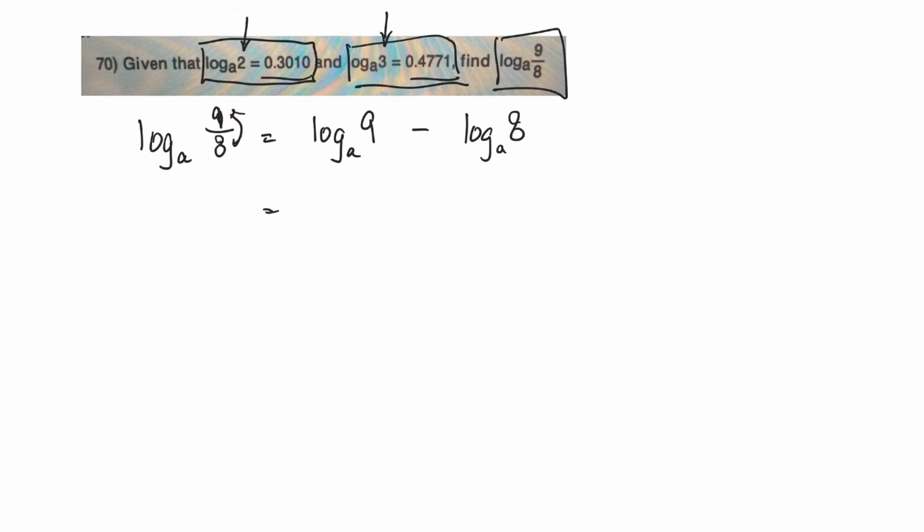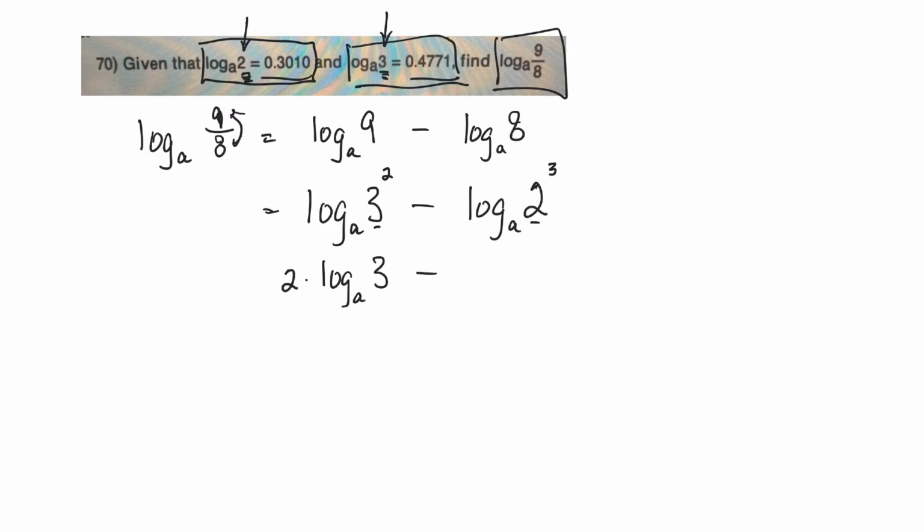And then let's take 9, and I think 9 is the same as 3 squared. Following suit with 8, I think 8 is 2 cubed. Notice I'm looking for a 2 and a 3, which I have right there and there. Okay, now I'm going to use the power rule to bring the 2 out front. So 2 times log base a of 3 minus 3 times log base a of 2.